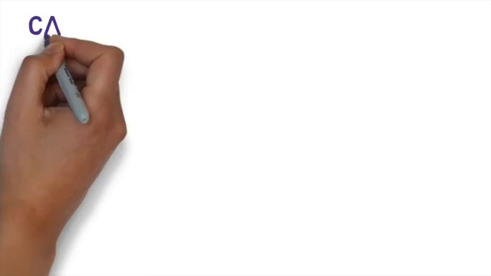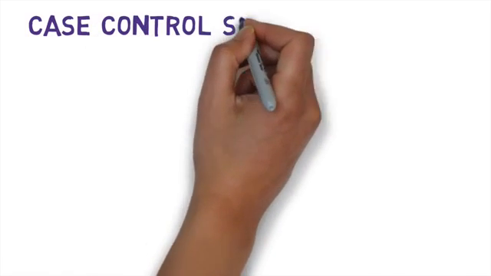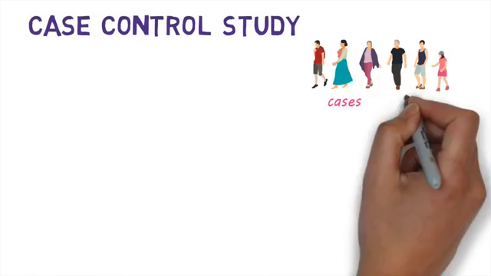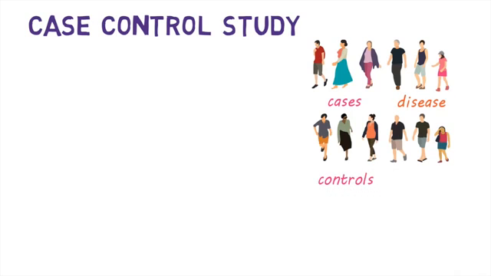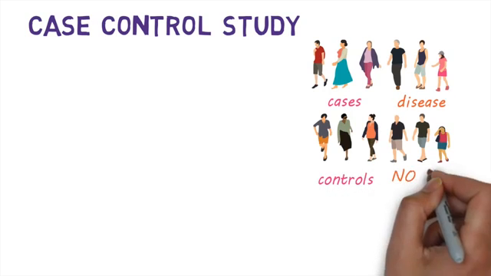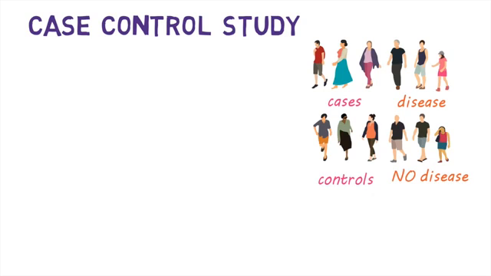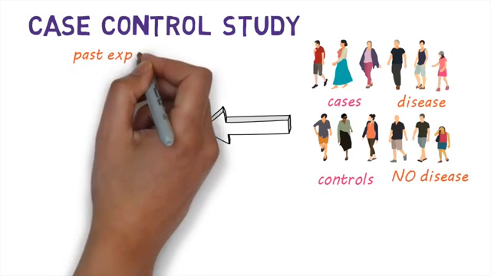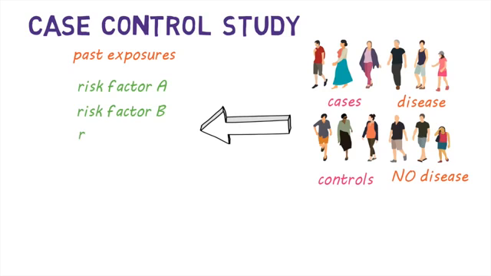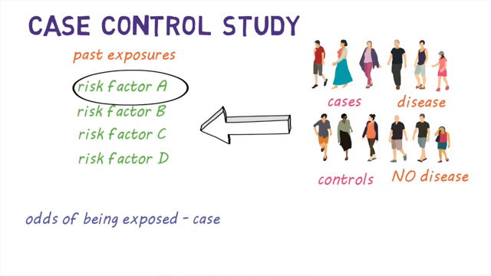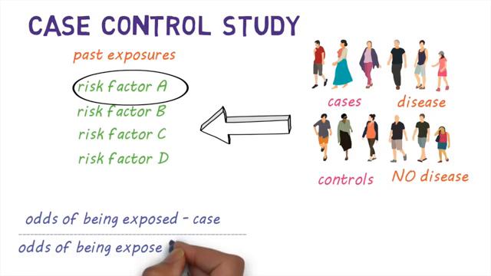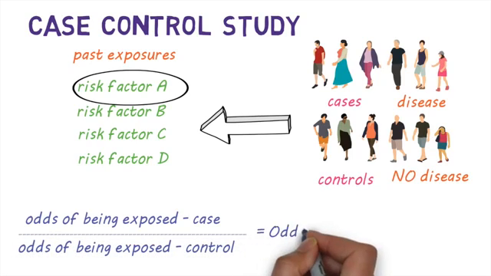A case control study starts off with cases. These are people with a disease. It uses a comparison group called controls, who are similar to cases but do not have the disease. Then both groups are asked about their previous exposures to different risk factors. Now, for each of the risk factors, the odds of being exposed if they were a case is compared to the odds of being exposed if they were a control. This is called an odds ratio.